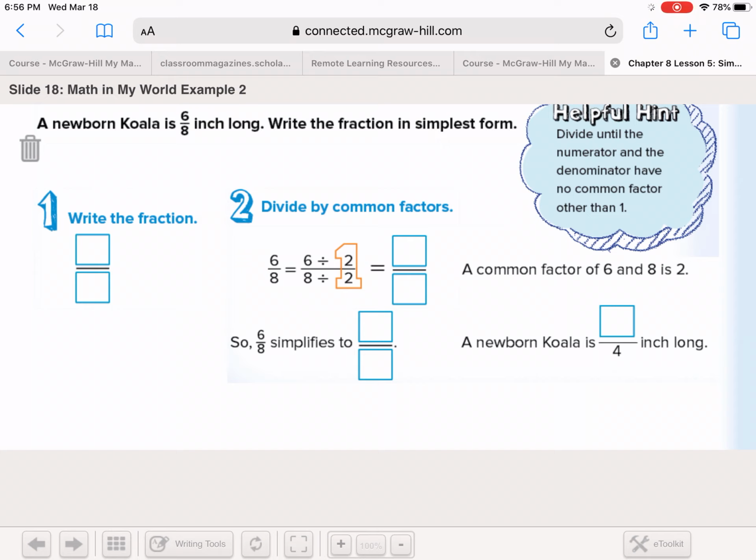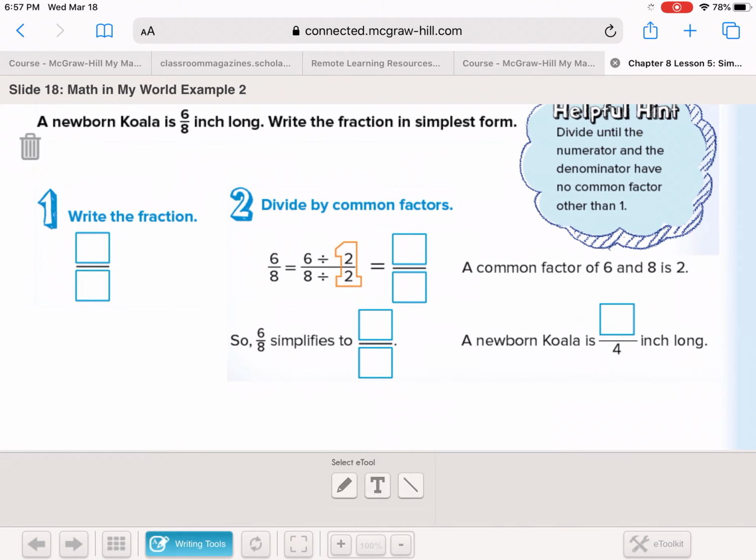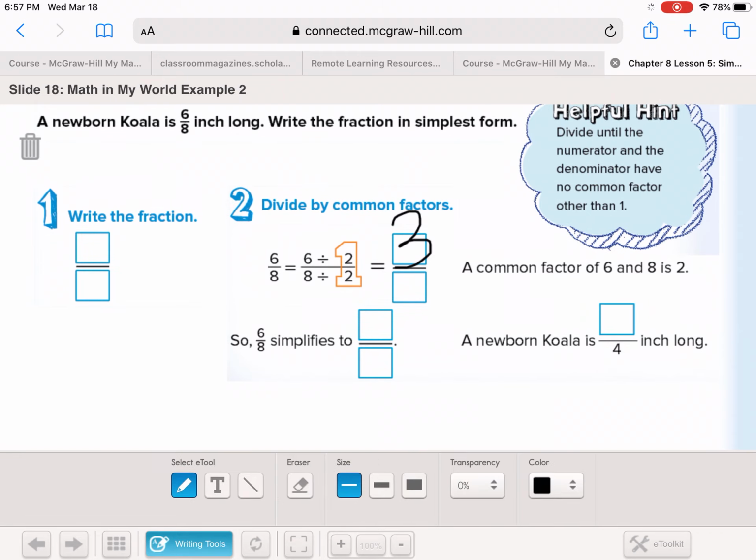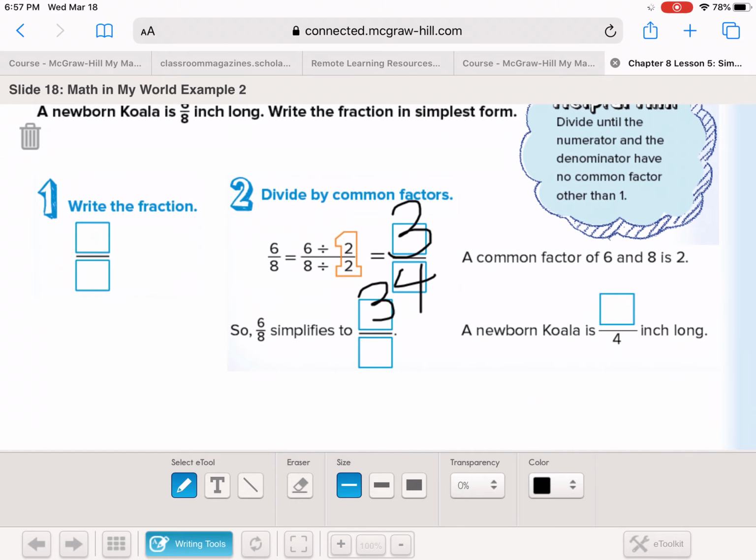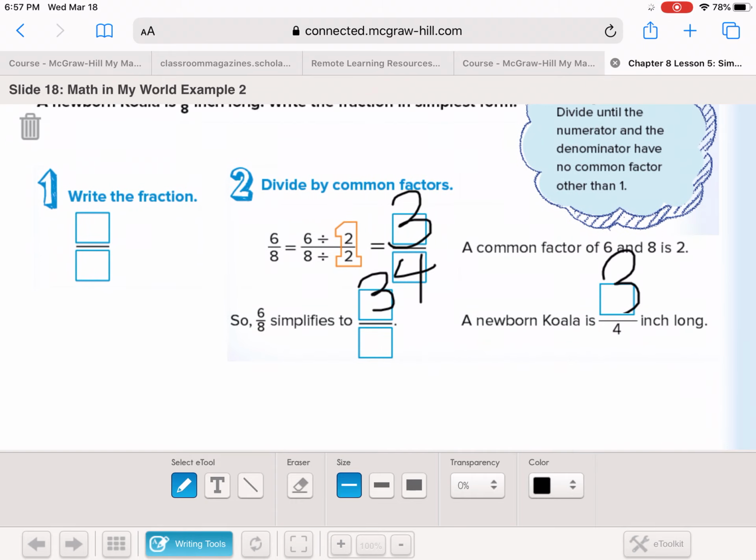6 divided by 2 and 8 divided by 2. So 2 times what gives us 6? It's 3. 2 times what gives us 8? 4. So it simplifies to 3/4. And it won't let me write it there. 3/4. Okay.